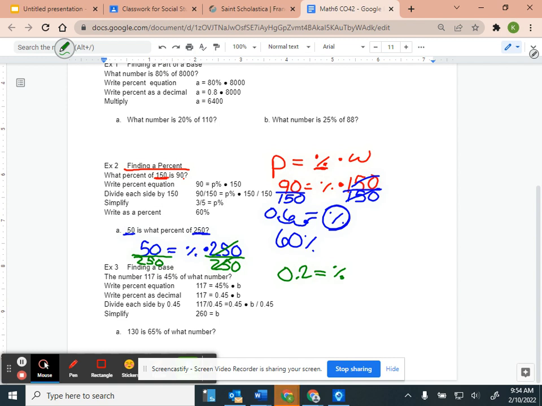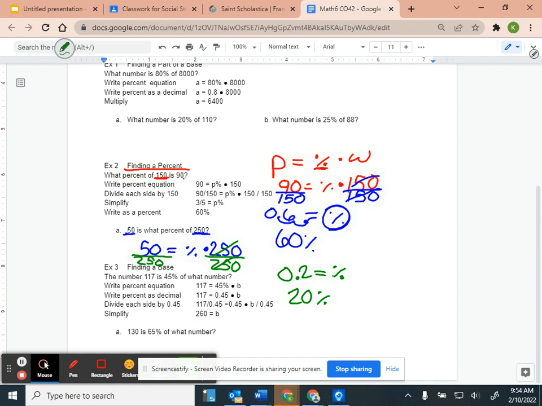So this is where we do our converting, Peyton. So we have 0.2 becomes what percentage, Josie? Becomes 20%. Is that what you're going to say, Scarlett? Good job.